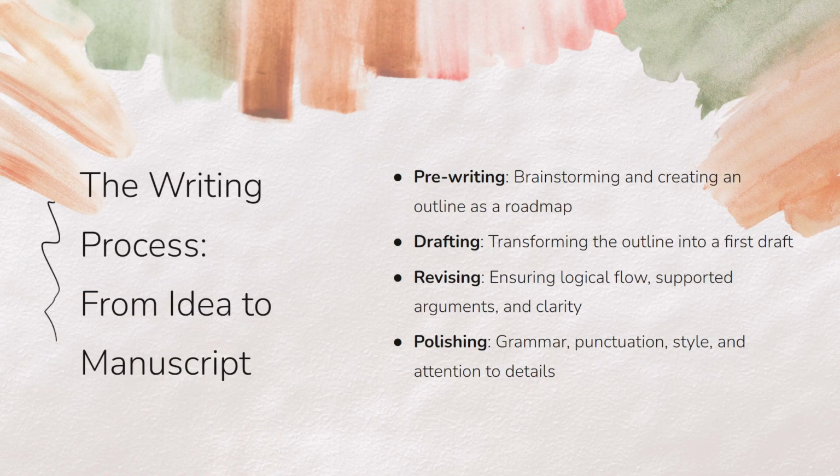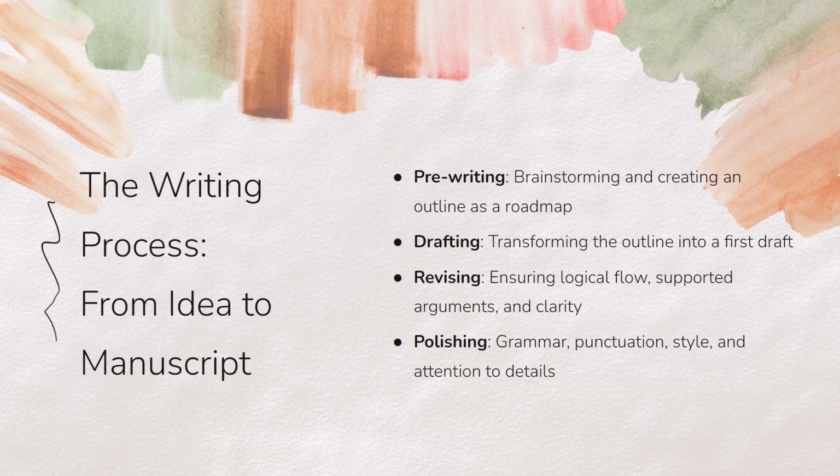So, how do you begin? Well, before you start writing, take some time to brainstorm and create an outline of your ideas. Think of this as creating a roadmap for your paper, identifying the main points and organizing them in a logical way. This is called pre-writing. After that, you can turn your outline into a first draft. At this stage, don't worry about perfection. Focus on getting your thoughts onto paper. This step is known as drafting.